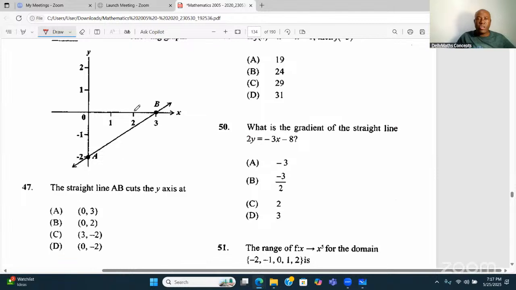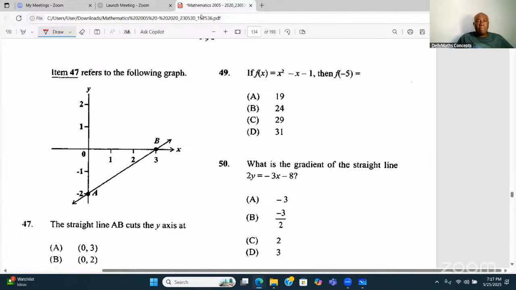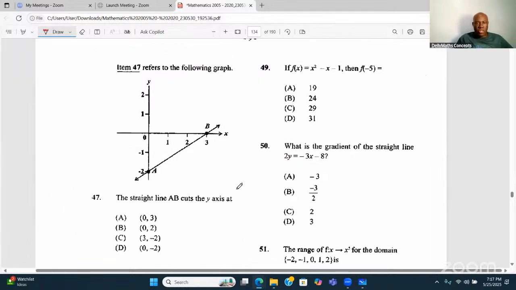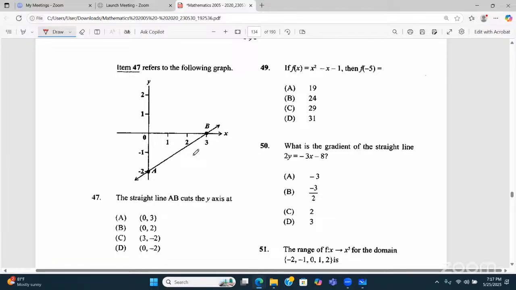All right. Now, so you could see now we're on some coordinate geometry. All right. So question 47, what do you say the answer is, everybody? 47, what do you say it is? Let's see what you got.